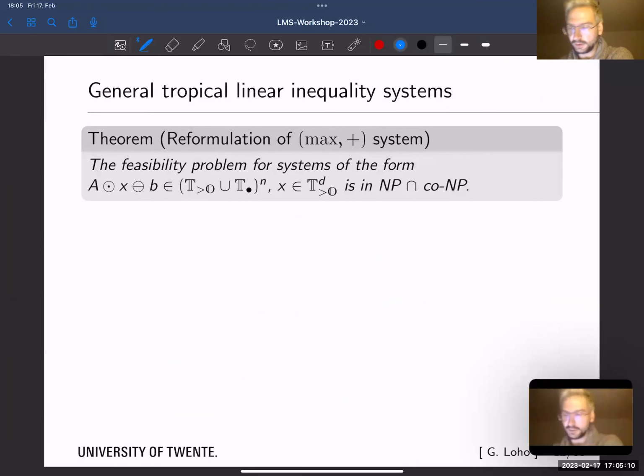Now with this terminology, I want to reformulate these max plus systems. So recall before I had a system of this form, and actually often people write it like this.